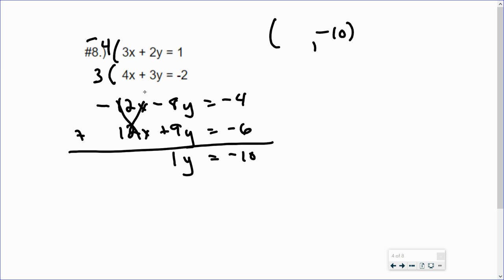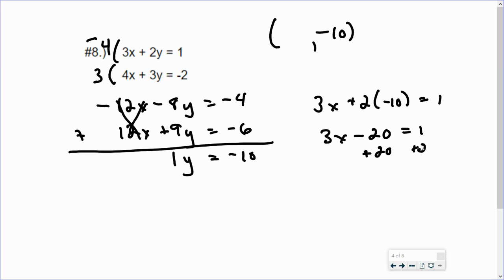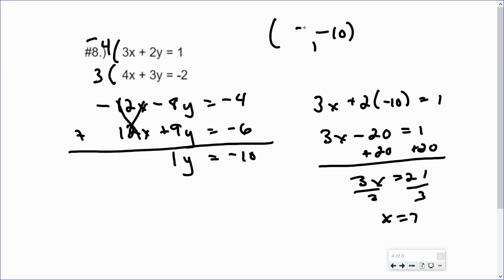Now let's put this -10 into either one of them. And let's just go to the top one. Again, it doesn't make any difference, but I'm going to choose the top one. Multiply this out. Add it to both sides. Divide it by 3. X is 7.